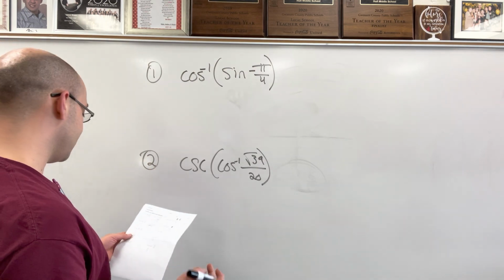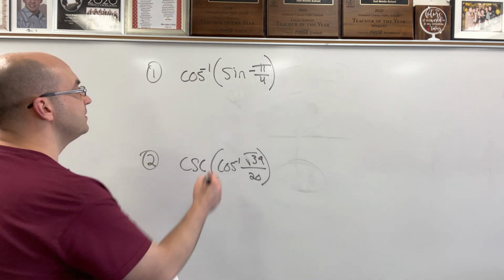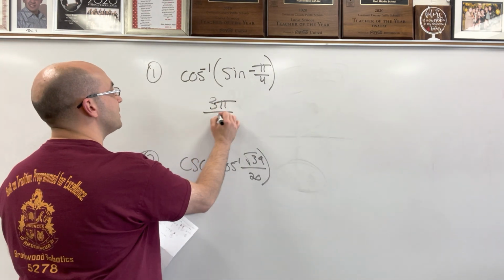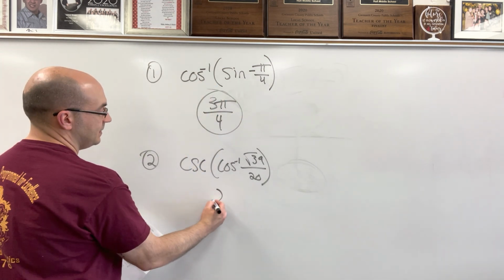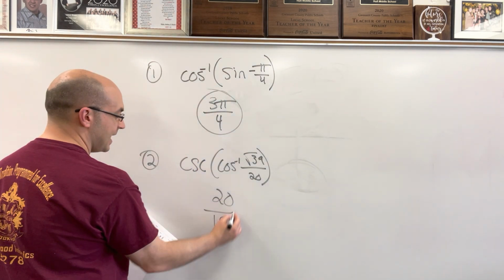Oh no, where was the answer for this? Okay, the answer for this is 3 pi over 4. And the answer for the cosecant one is going to be 20 over 19.